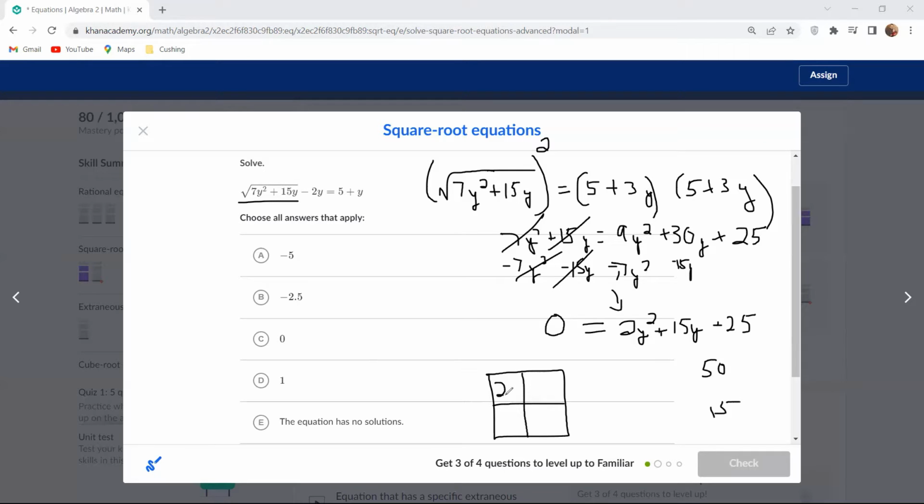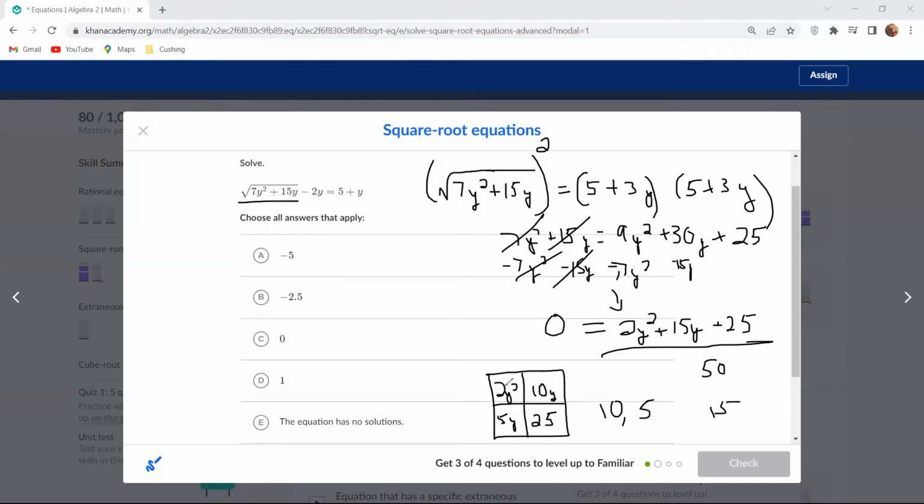So the top left, regardless, I'm going to put my leading term, and the bottom right, I'm going to put my constant term from the original quadratic. So the 2y squared in the top left, the 25 in the bottom right, and my two numbers are 10 and 5. Those will multiply to 50 and add to 15. So I'll do 10y here, 5y here. So going across the top here, I'm going to pull out the greatest common factor.